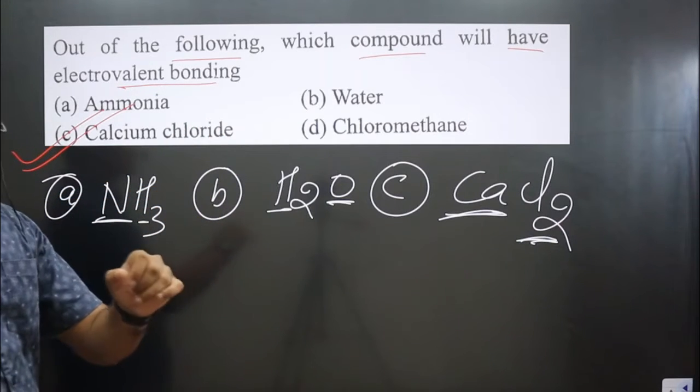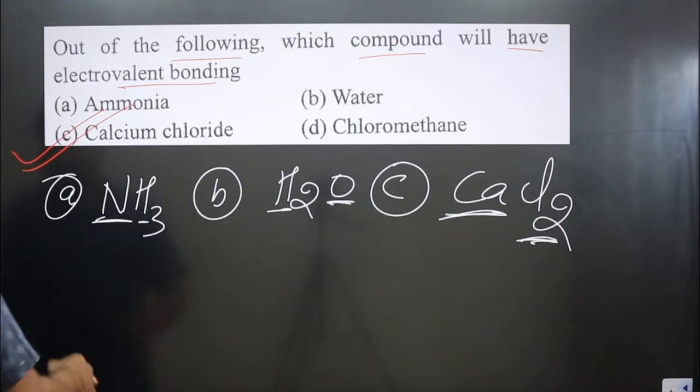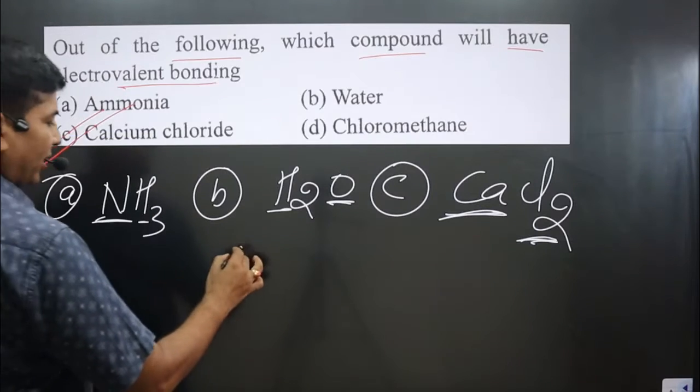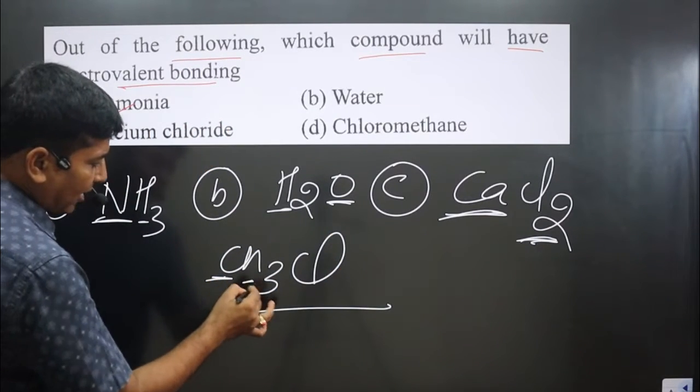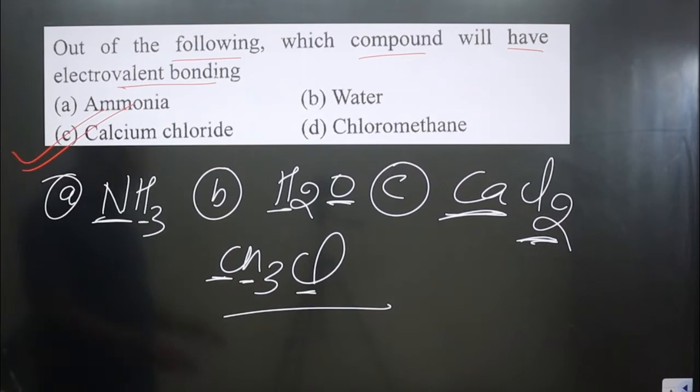If you go for the D option also, chloromethane is given here. The chemical formula of chloromethane is CH3Cl. Non-metal, non-metal, non-metal. Okay, no electrovalent bonding. Only option C is correct.